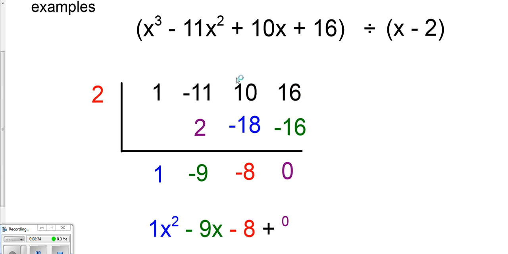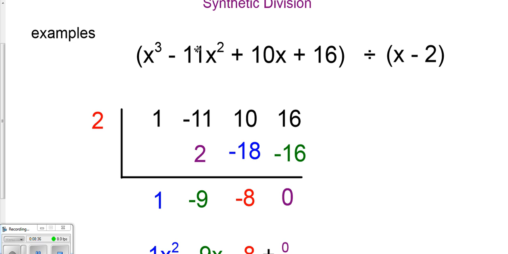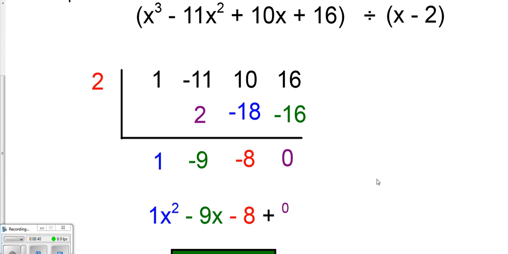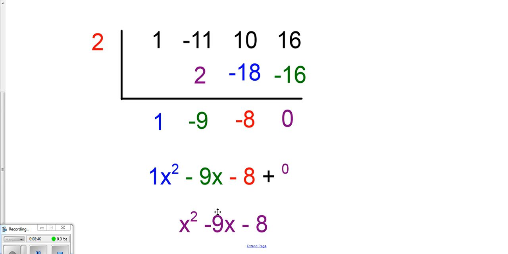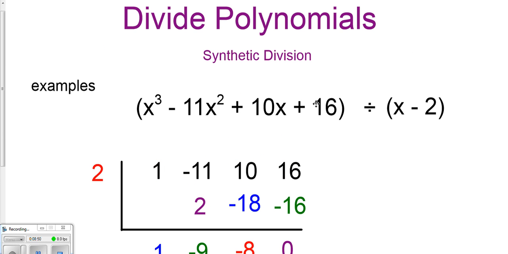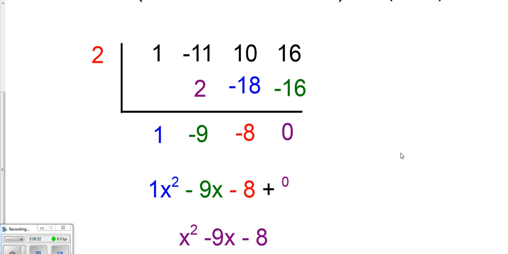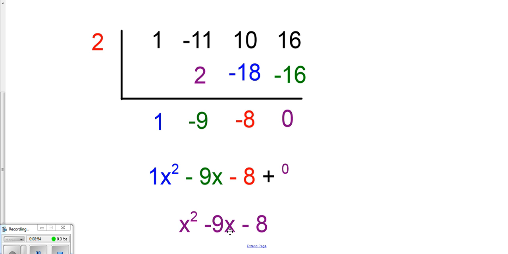And again, if there were missing pieces up here, just like with long division, you would have to put a 0 in its place here. This one didn't have that. We just have all these pieces, and we can simplify it to x squared minus 9x minus 8. So this polynomial divided by this polynomial will come out to this polynomial.